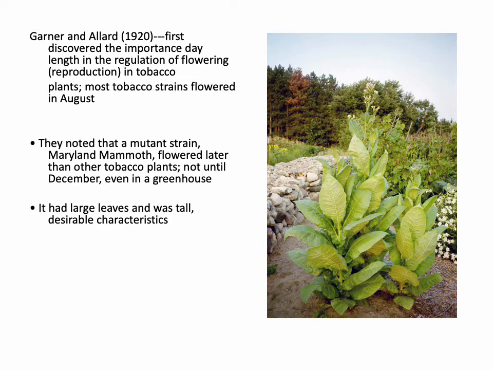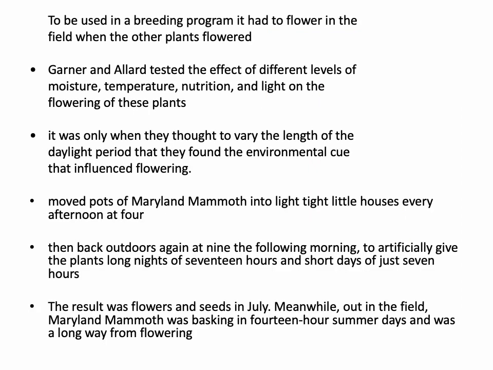So this was driven ultimately by capitalistic commercial drivers, right? A bigger and better plant that can be sold. The Maryland Mammoth was to be used in a breeding program to produce these great tobacco plants with big leaves. You get more tobacco from one plant. If it were to be used, it would have to flower in the field when the other plants were flowering. So they would have to figure out how to flower in August instead of December. That was their task.